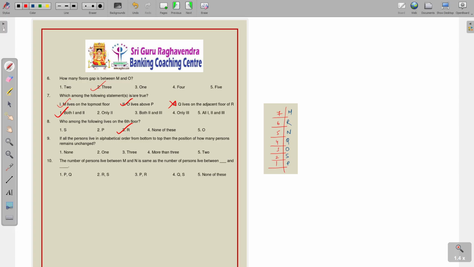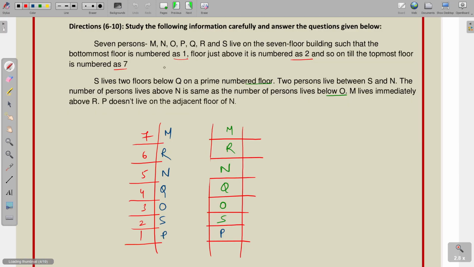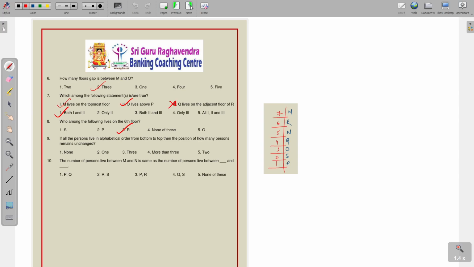Question number 9. If all the persons live in alphabetical order from bottom to top, how many persons remain unchanged? That is starting from M and ending with S. So, starting from M, N, O, P, Q, R and S. So, see R and next O, both are not changing their places, only 2 persons are unchanged.